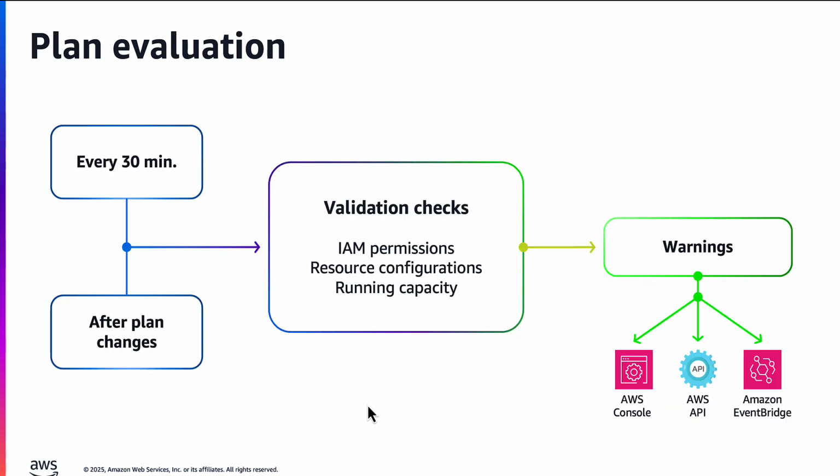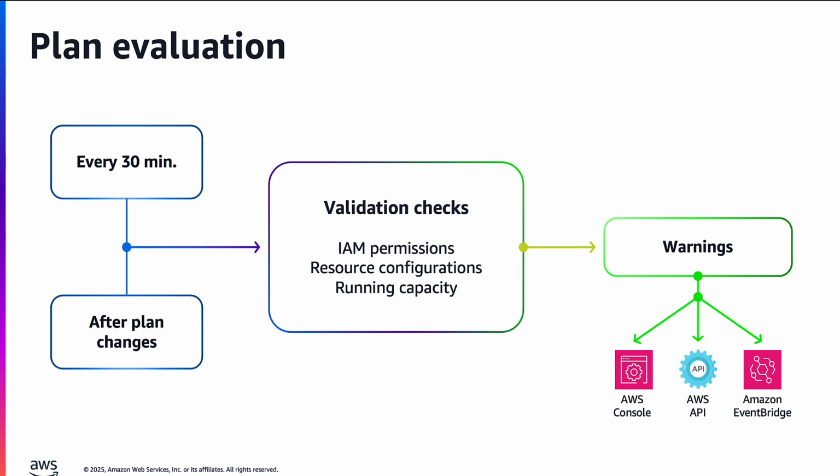A key component of Region Switch is plan evaluation. When you create a Region Switch plan, the plan evaluator runs every 30 minutes, or when you make any changes or create a plan for the first time. It's going to check IAM permissions, resource configurations, and if you're using any of the compute scaling execution blocks, it's going to look at running capacity in each region. If it finds any issues that would prevent the plan from executing successfully, it will provide you warnings in the AWS console. You can get them through the Region Switch API or through EventBridge notifications.